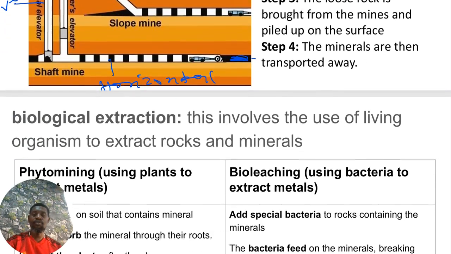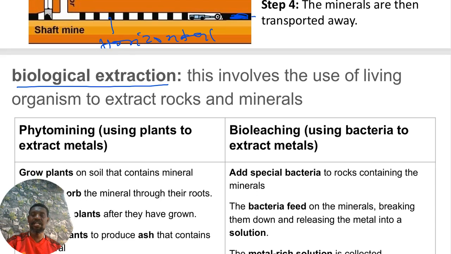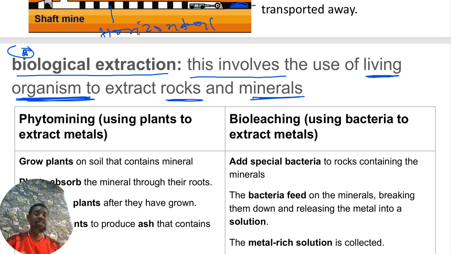Now, the last form of extraction is biological extraction, and since the word biology is here, you should know that living organisms are involved. It involves the use of living organisms to extract rocks and minerals. That's it. Use of living organisms to extract rock and minerals.